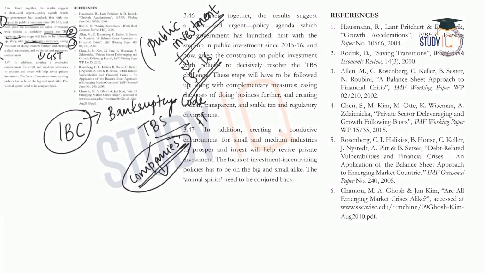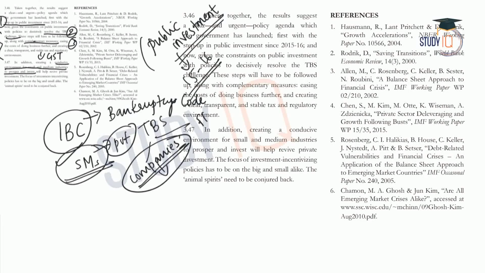And in addition to this, what the government can further do is create a conducive environment for small and medium industries to prosper and invest. This will boost private investment. In case of India, small and medium enterprises or industries play a major role in economic growth and development. So creating a conducive environment for them is very necessary. This can boost private investment.